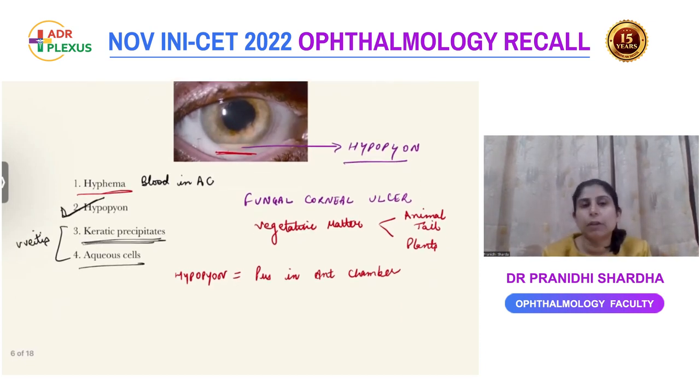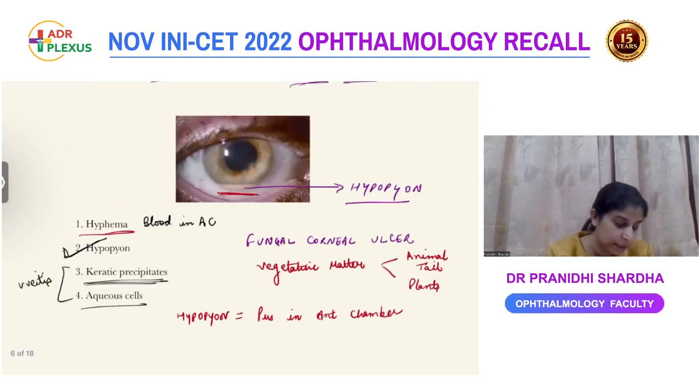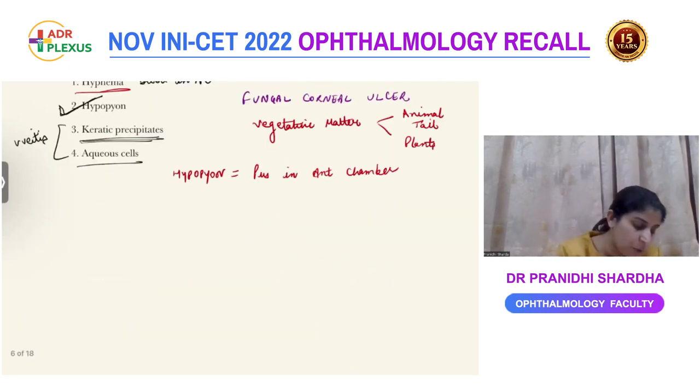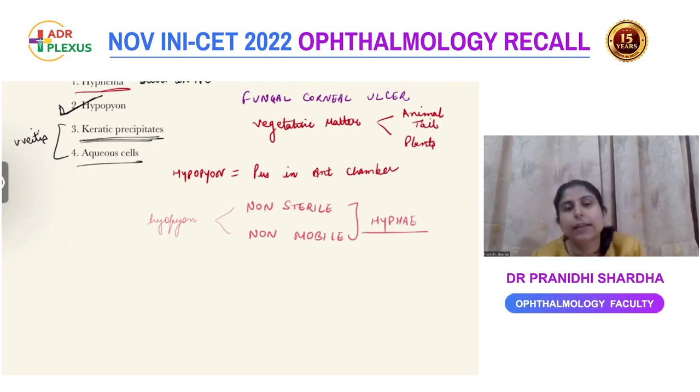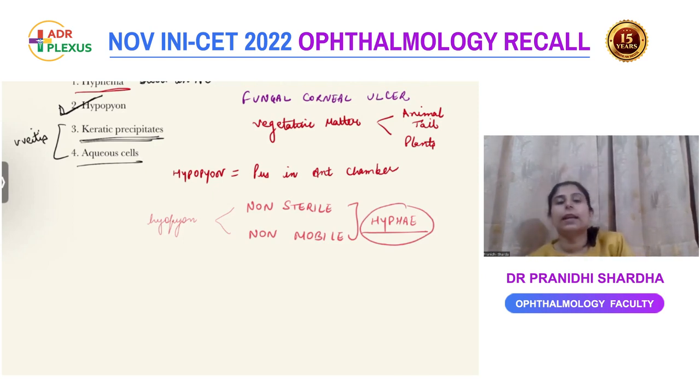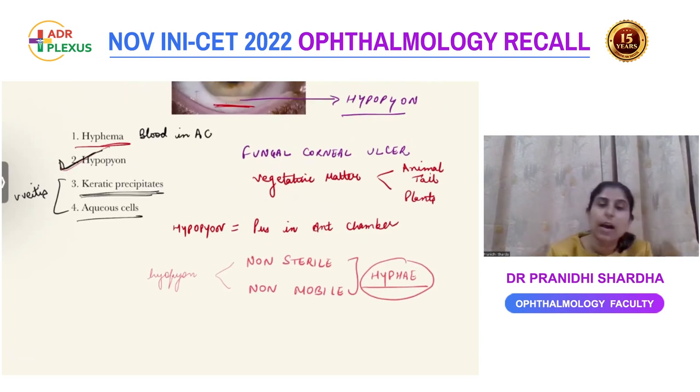One important thing about hypopyon in fungal ulcer, because we have made the diagnosis of fungal ulcer because of the history of trauma with vegetative matter: the hypopyon of fungal ulcer is always non-sterile and non-mobile. Why? Because the hyphae of the fungus can cross the corneal membranes and get accumulated in the AC, which makes the hypopyon non-sterile and non-mobile because of the presence of hyphae. That is a very important feature of fungal ulcer, and it is also a differentiation from hypopyon found in bacterial corneal ulcers. So the answer to this question is hypopyon.